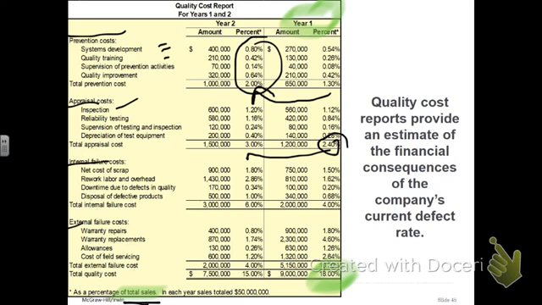Okay, now notice what happened in this case. They ended up spending more on internal failure costs, probably because they were finding all those items. Okay, but notice what happened to their external failure costs. It went down rather substantially, and overall the total cost of quality went down. Why? Because they spent more on prevention, appraisal, and internal failure.